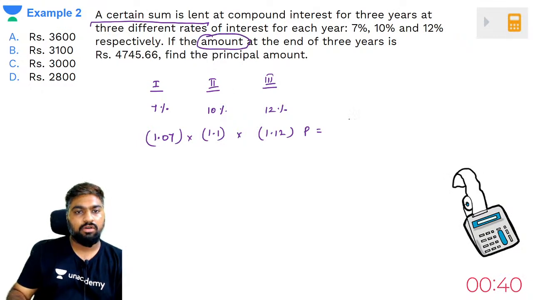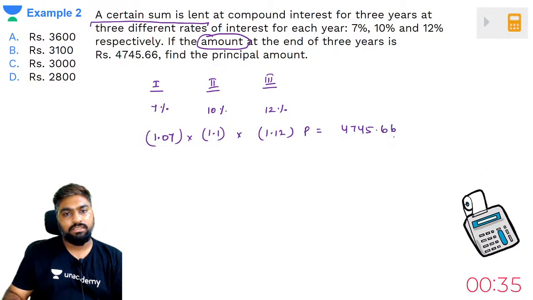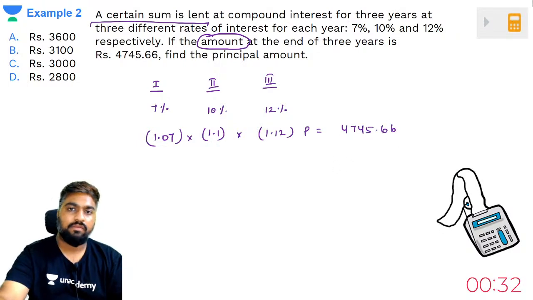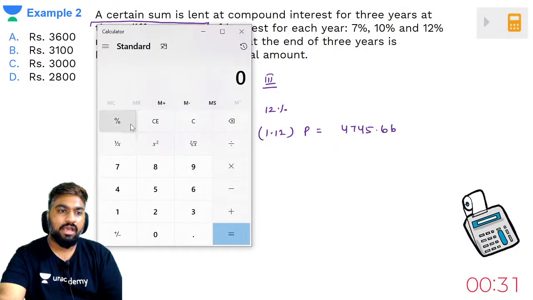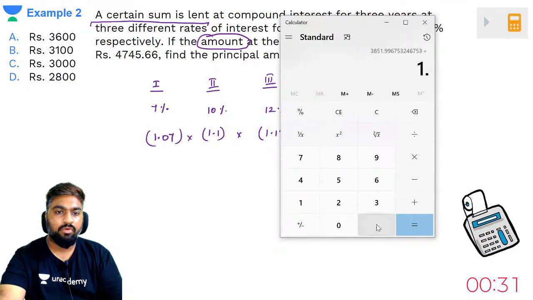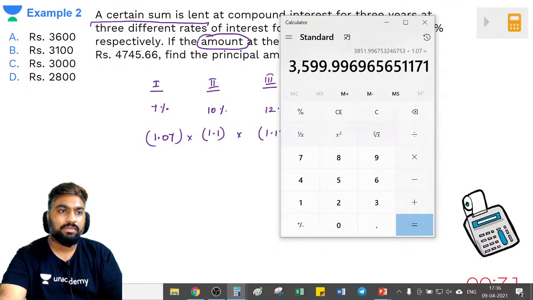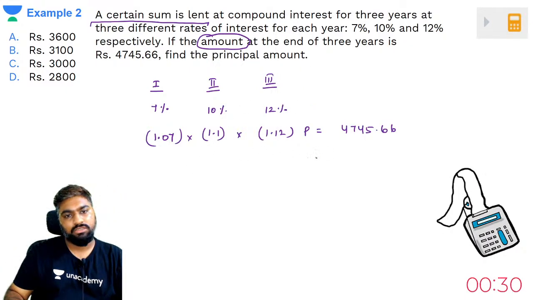Yes, amount of what? 4,745.66. So the fastest way of doing it would be using a calculator. You have 4745.66 divided by 1.12, further divided by 1.1, and further divided by 1.07, which is how much? 3,599.99, which is closest to 3,600 rupees.